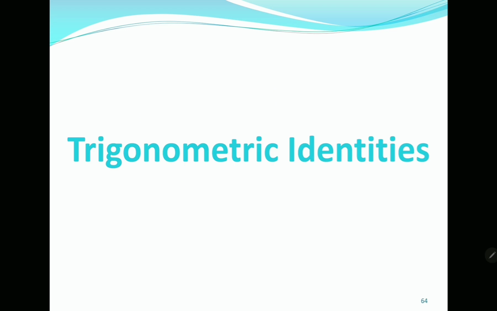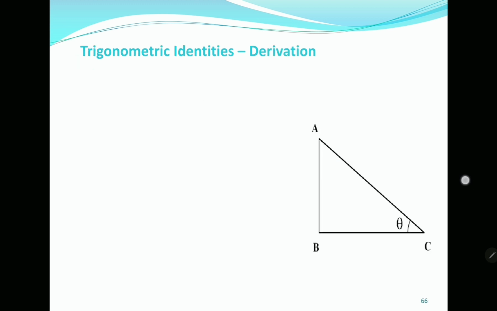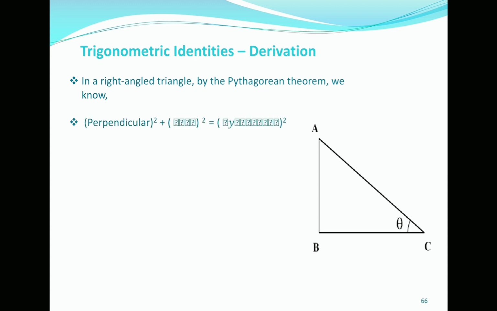Now this is the last topic for today, trigonometric identities. An equation involving trigonometric ratios of an angle theta is said to be a trigonometric identity if the LHS of the equation is equal to the RHS of the equation for all values of theta. Derivation of trigonometric identities.